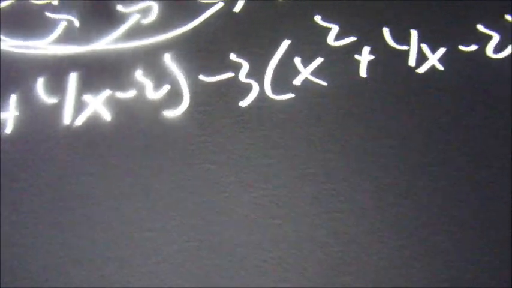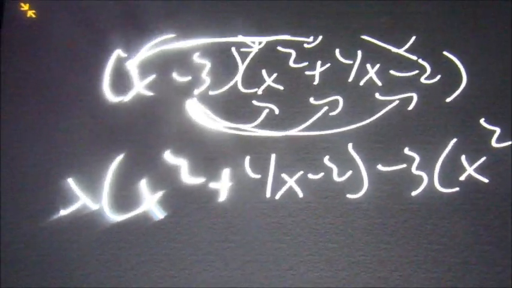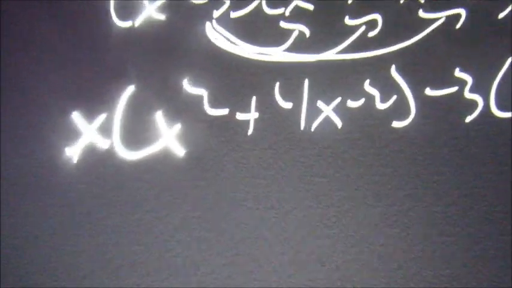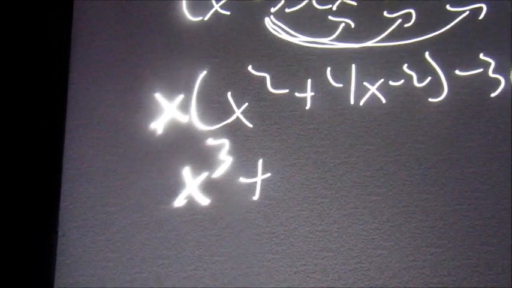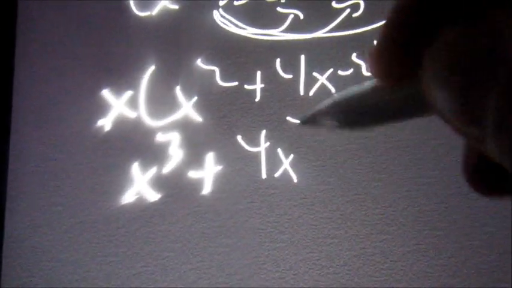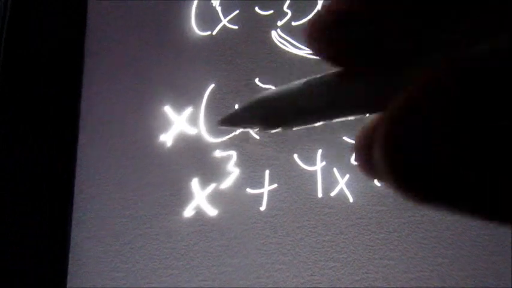So the way we're going to write this is x times everything, x squared plus 4x minus 2, and then minus 3 times everything here, x squared plus 4x minus 2. So what we did was we just broke up the binomial and distributed both parts of it through the trinomial. So when we do this, x times x squared is x to the 3, plus x times 4x is 4x squared, and then minus x times 2 is 2x.